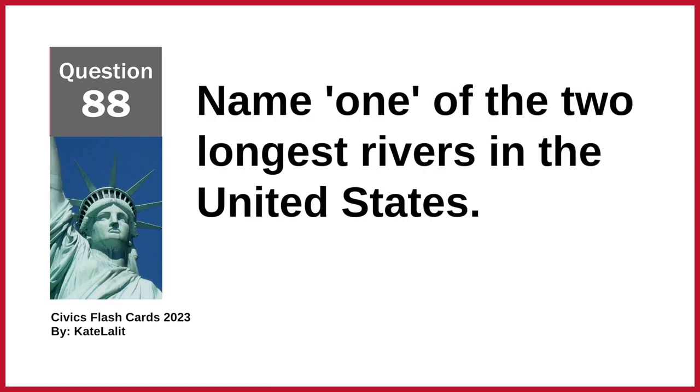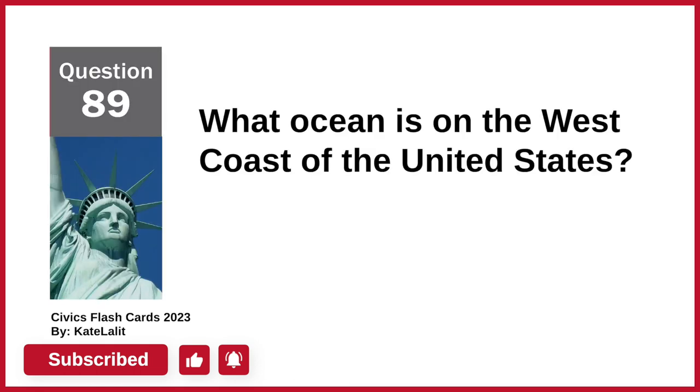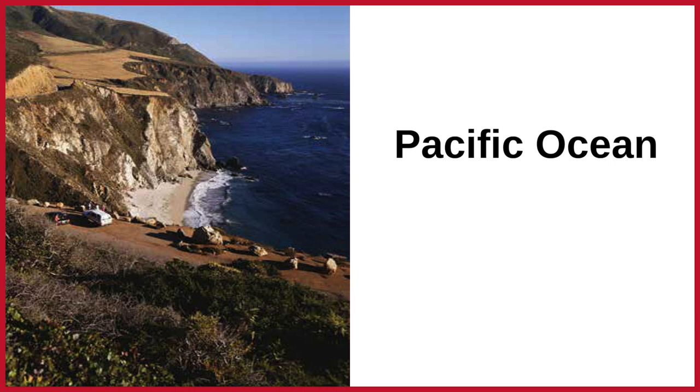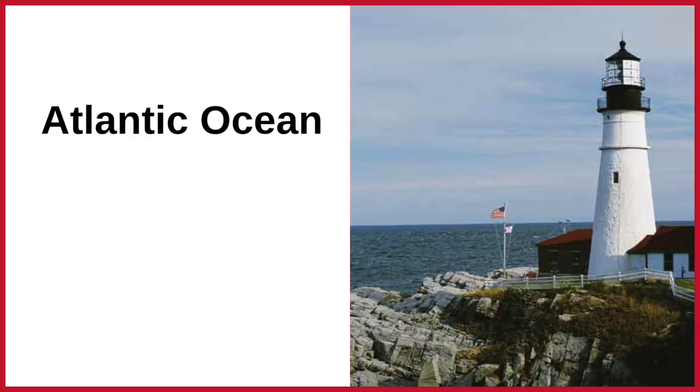Name one of the two longest rivers in the United States. The Missouri River. The Mississippi River. What ocean is on the west coast of the United States? Pacific Ocean. What ocean is on the east coast of the United States? Atlantic Ocean.